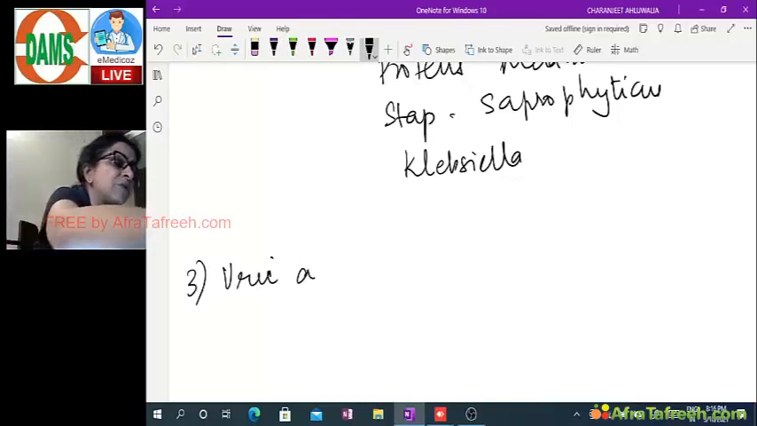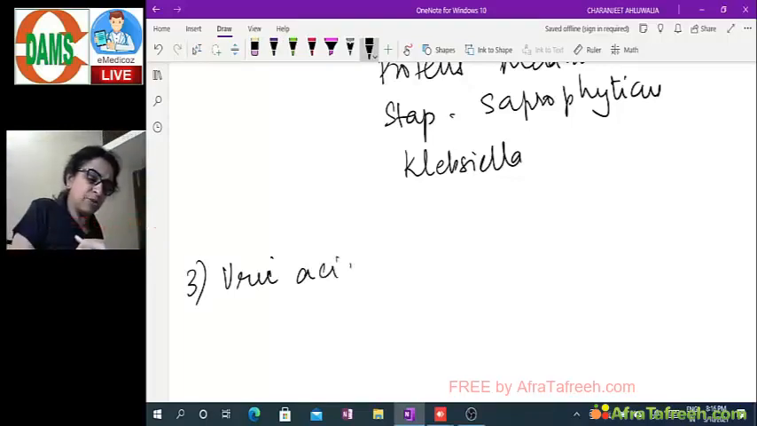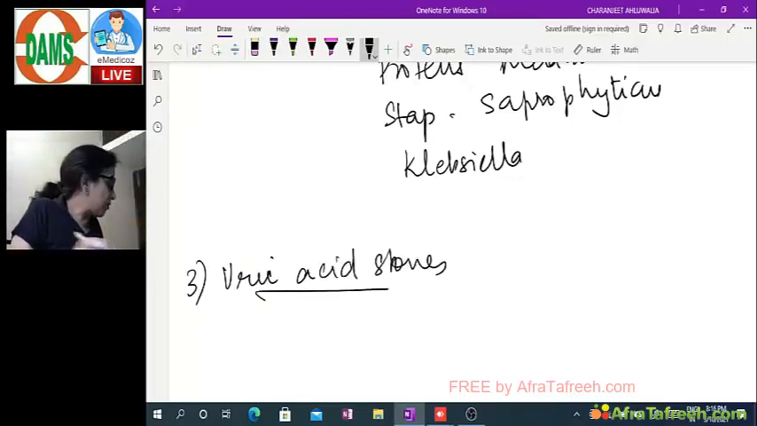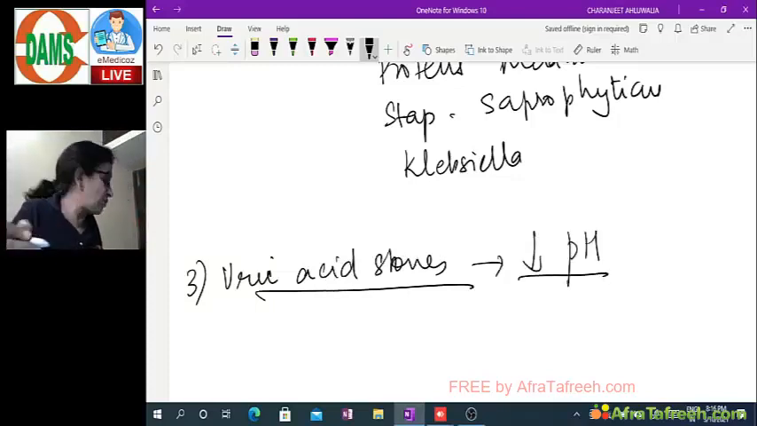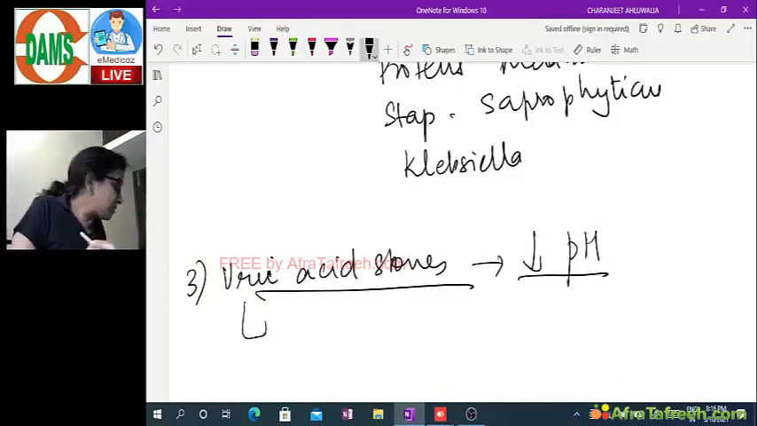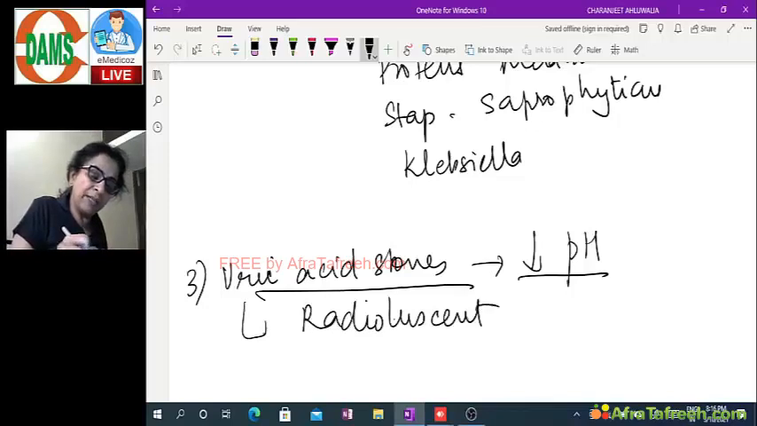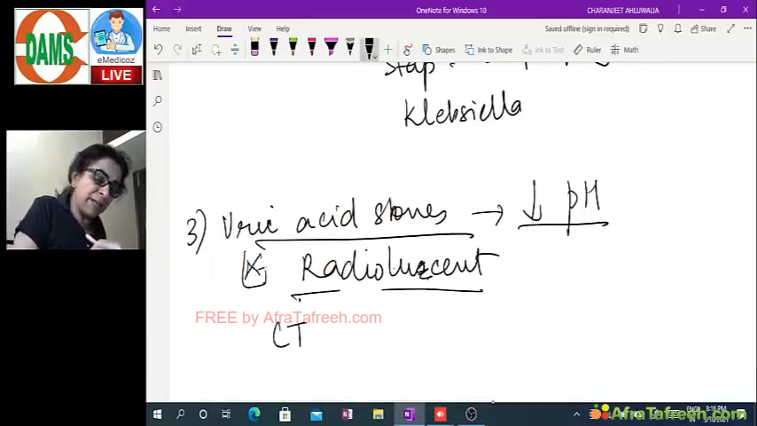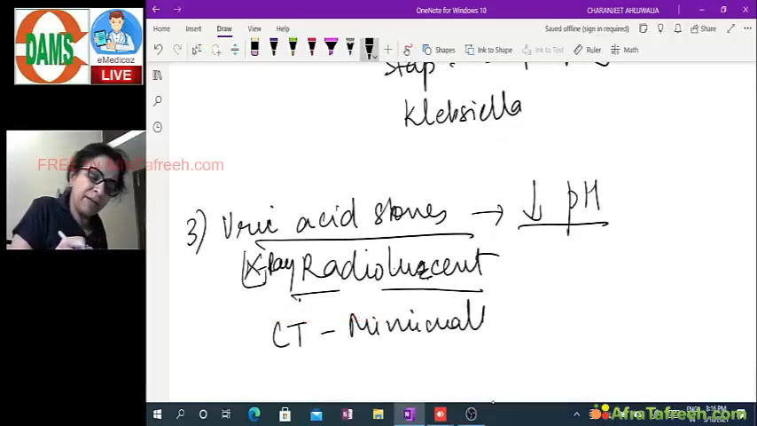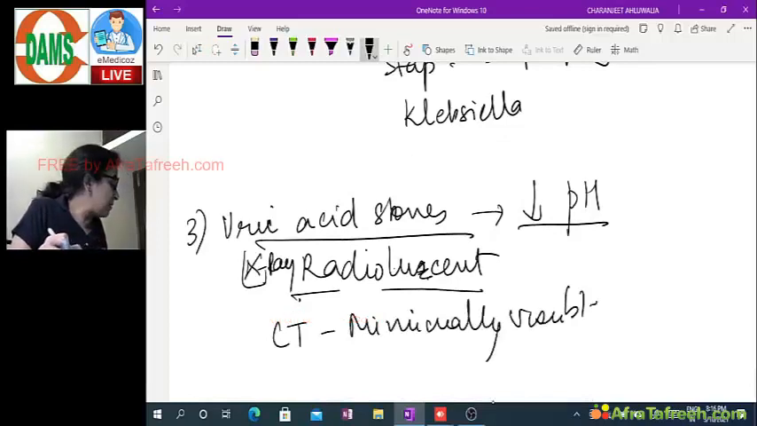So the third type of stones that we see are uric acid stones. Okay, now uric acid stones, again they are formed in decreased pH, whenever the pH of the urine decreases. Now uric acid stones are radiolucent. They are not radio opaque. On X-ray they are radiolucent, by CT they are minimally visible.